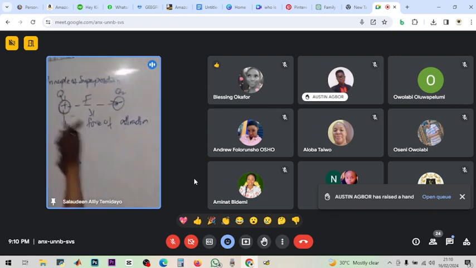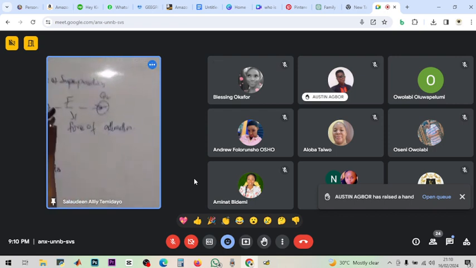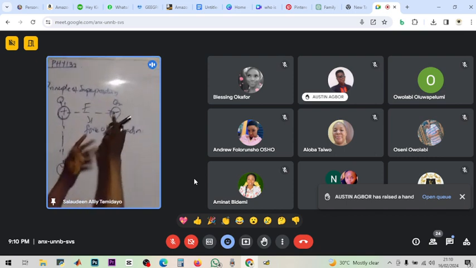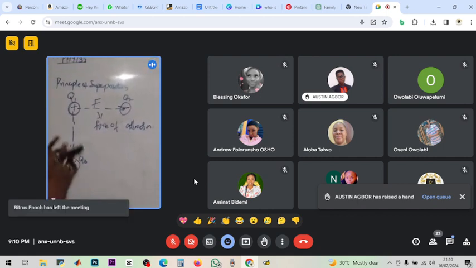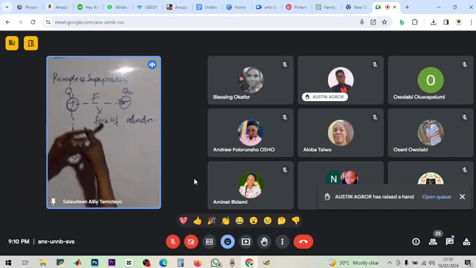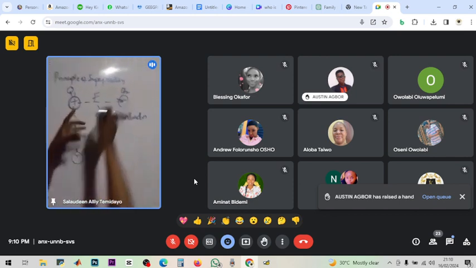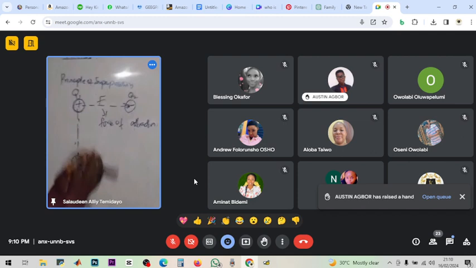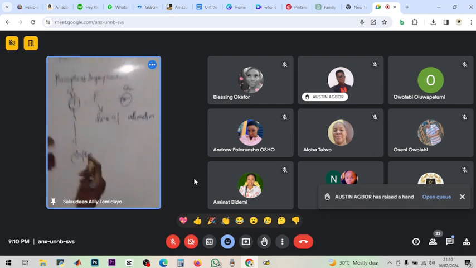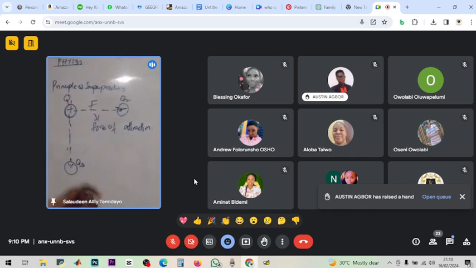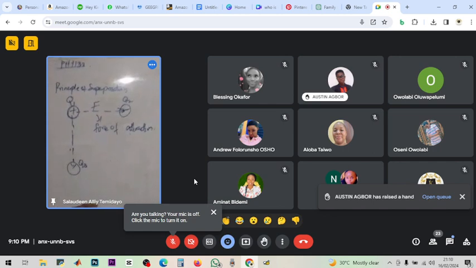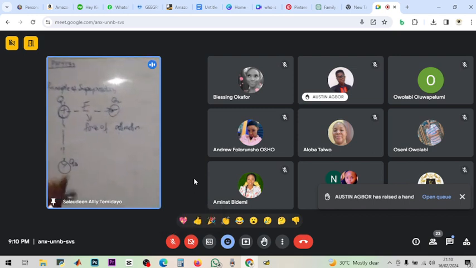So, as I was saying, this is Q1 and this is Q2. Now, if Q1 is positively charged and Q2 is negatively charged, then there is a force that exists between them. That force is what we call the force of attraction because they are differently charged. If they were both negatively charged, that means they have the same charge, so it will be force of repulsion. If they were both positively charged, they have the same charge, so it will still be force of repulsion.